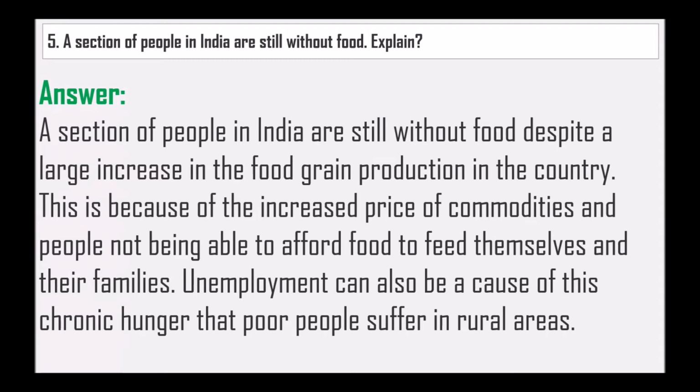Fifth, a section of people in India is still without food. Explain. A section of people in India is still without food despite a large increase in food grain production in the country. This is because of the increased price of commodities and people not being able to afford food to feed themselves and their families. Unemployment can also be the cause of this chronic hunger that poor people suffer in rural areas.